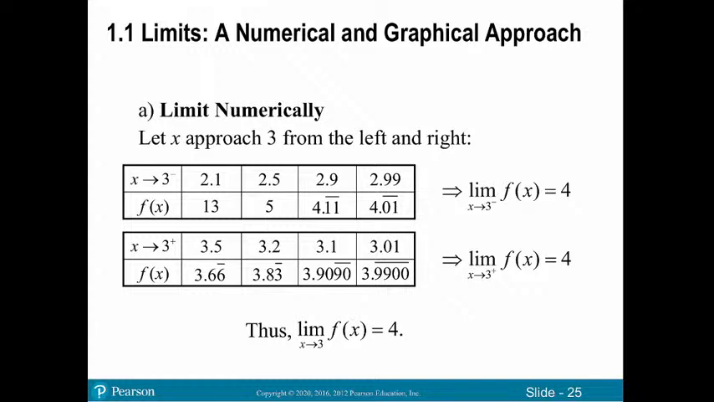So as x approaches 3 from the left and the right, these y values are getting closer and closer to 4 coming from the left. Coming from the right, the y value is getting closer and closer to 4. So therefore, the limit as x approaches 3 of this function is 4.